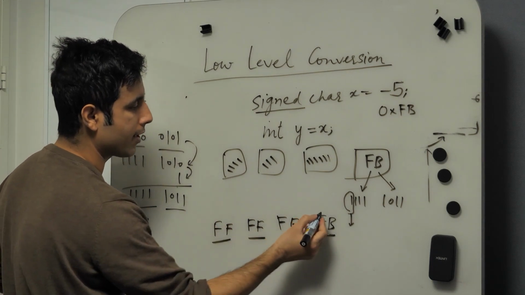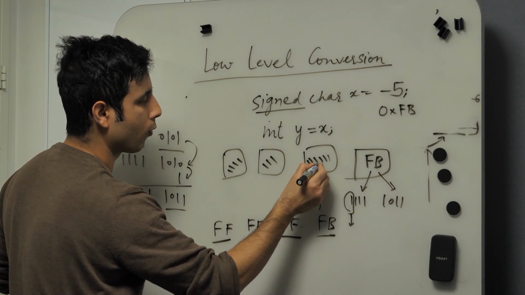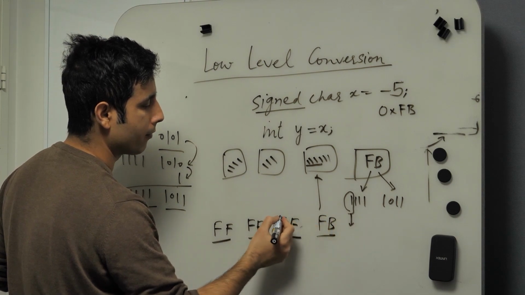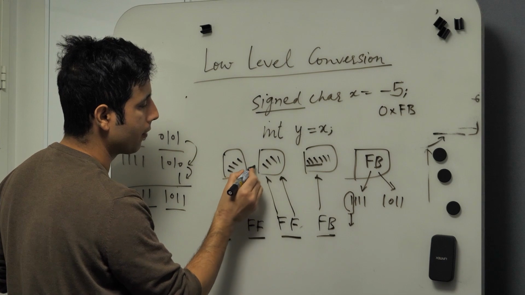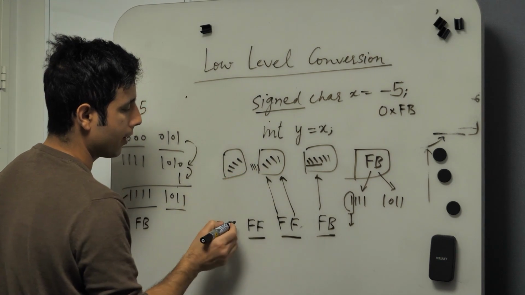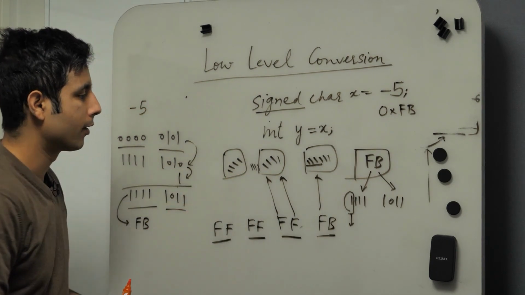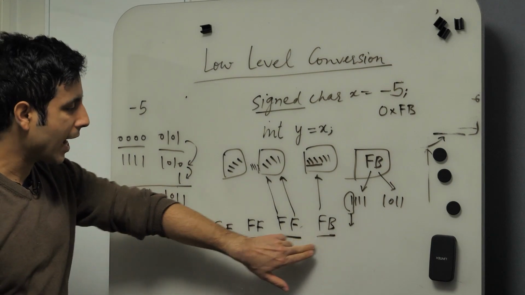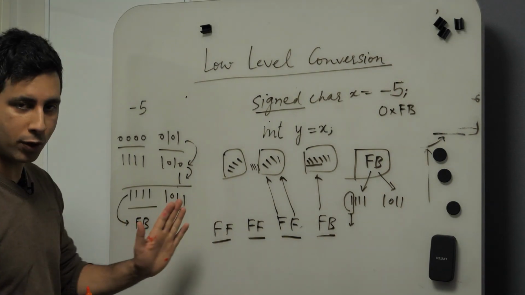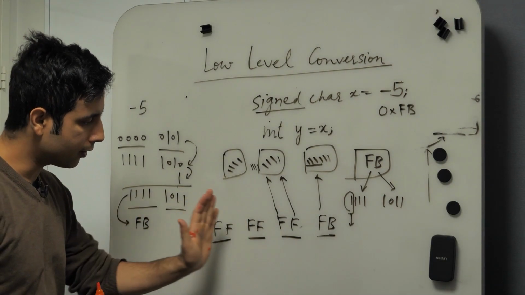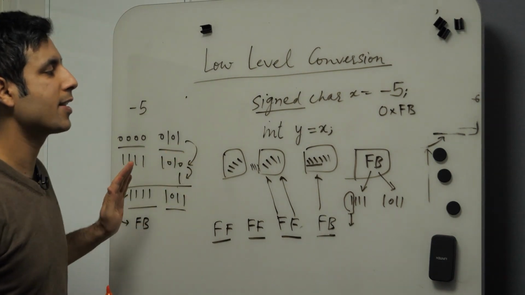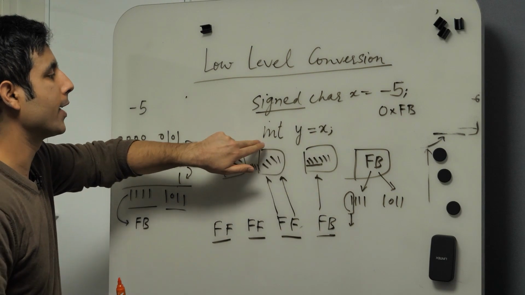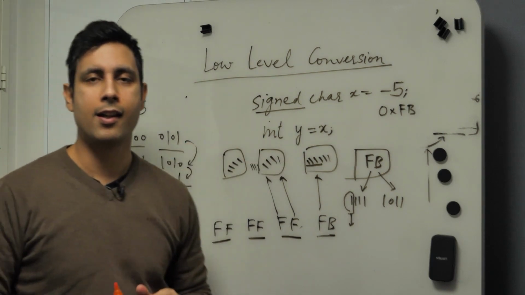And as you know, this F is actually 4 ones, and this other F is 4 ones, and then this would be 4 ones. So essentially, sign extension means that you keep prefixing with as many ones as you need to fill 4 bytes here. And this is sign extension.